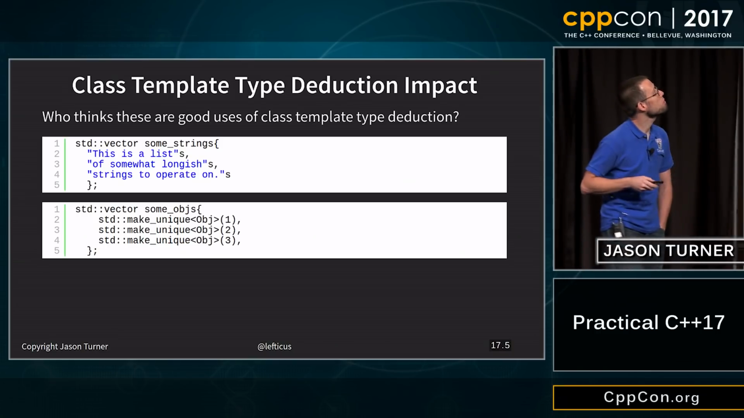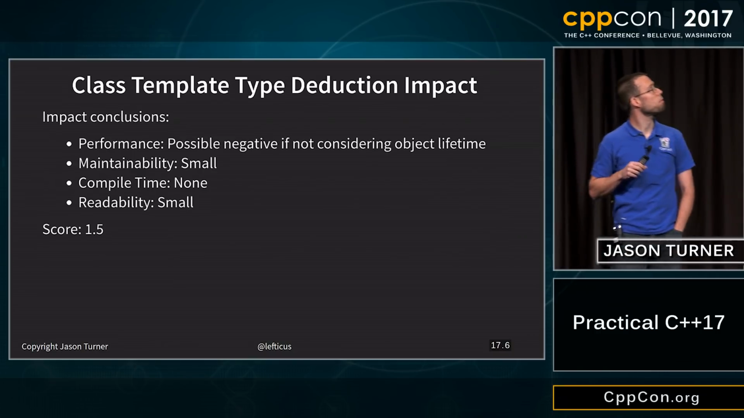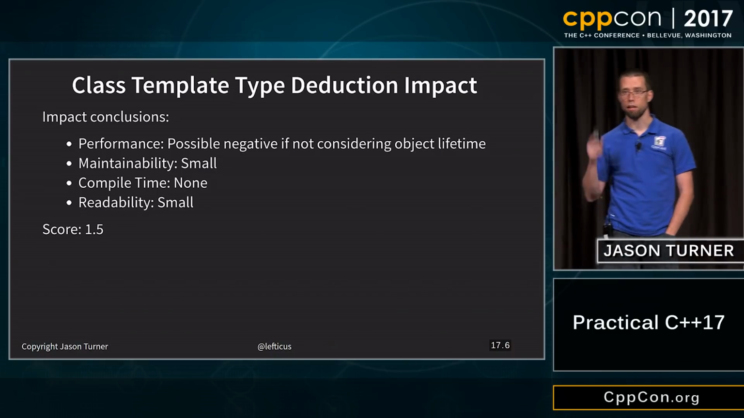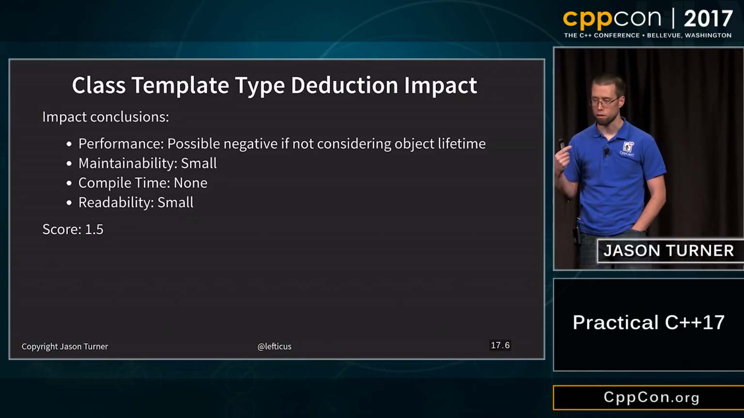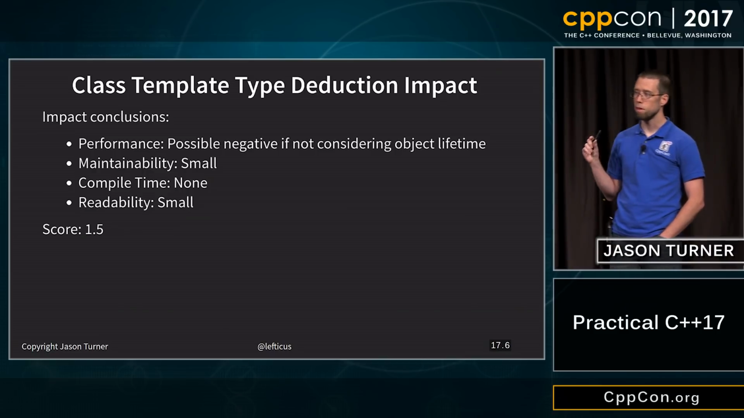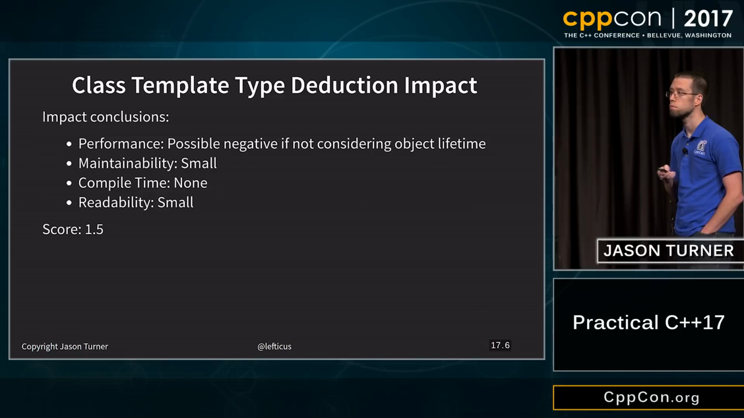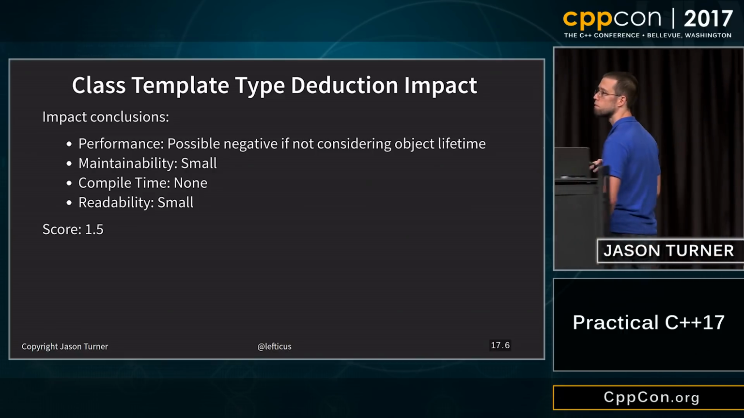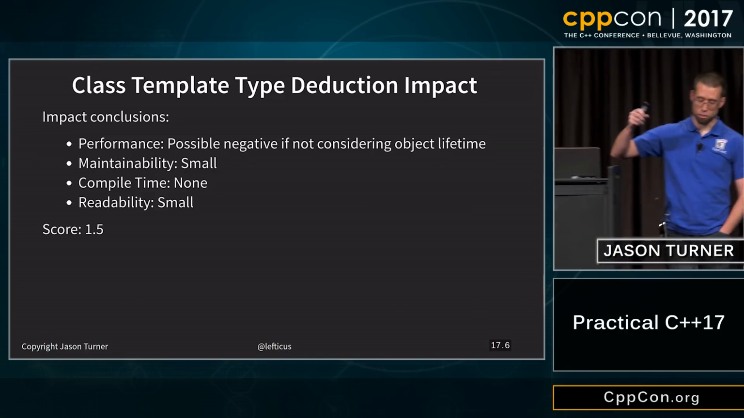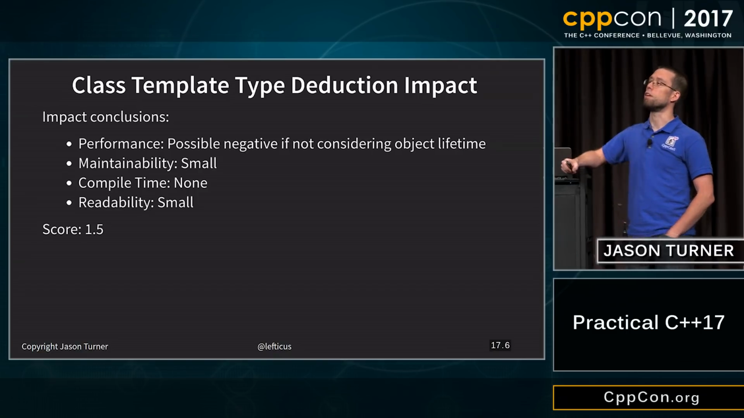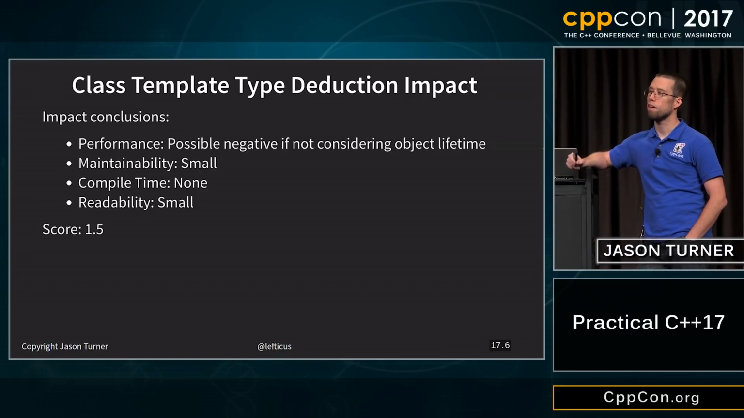So I would say class template type deduction is possibly negative if you're not thinking about what you're asking the compiler to do. Maybe some maintainability improvements, maybe some readability improvements. Does the problem go away if you don't use braced init? That's a fascinating question. If I didn't use braced init, how would I take advantage of the class template type deduction?